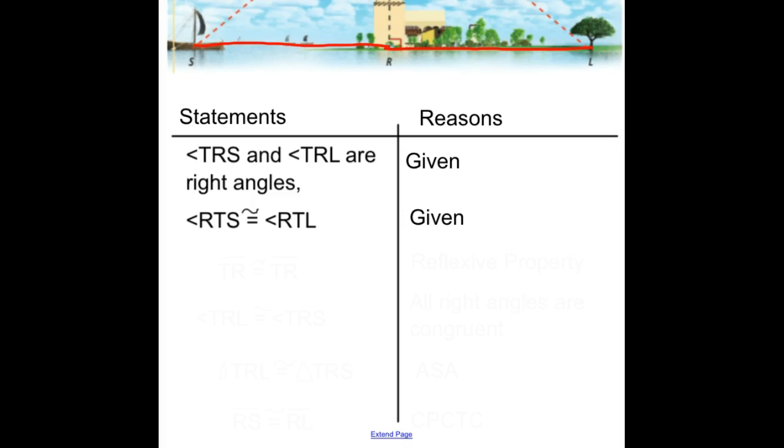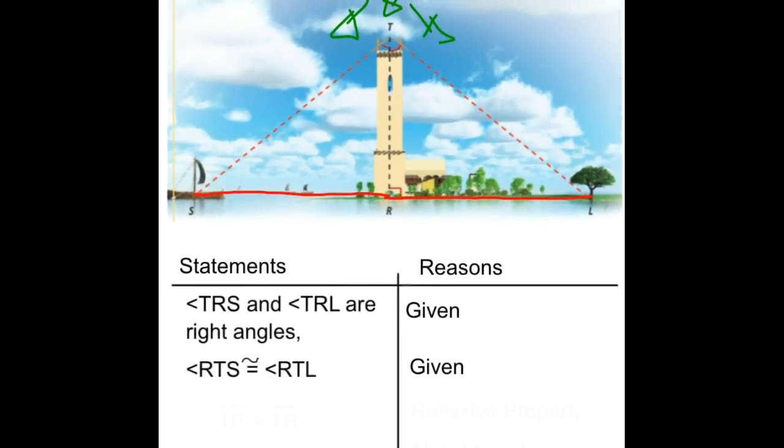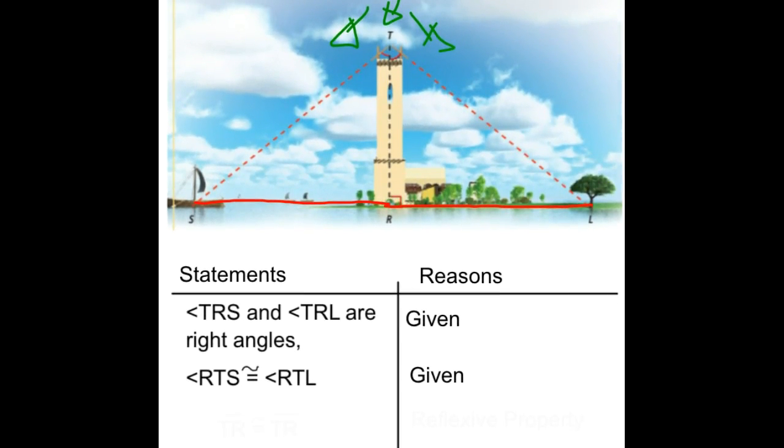Now we're going to have to go back and forth to this picture a lot, so there'll be a lot of scrolling going on here. If you look at this picture, once you get your given filled in, we know that TRS and TRL are right angles, so here's TRL, right angle, and TRS, another right angle. We know that angle RTS, right here, is congruent to angle RTL right there. We're going to prove that, in fact, not only are these congruent angles, but we have congruent triangles.